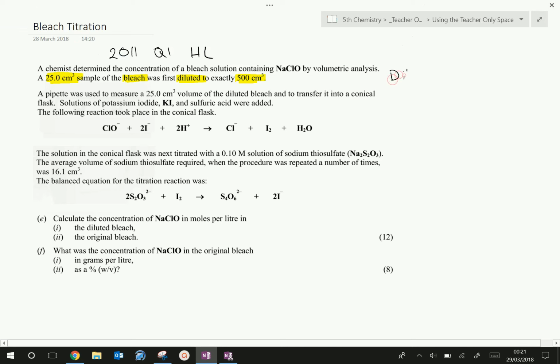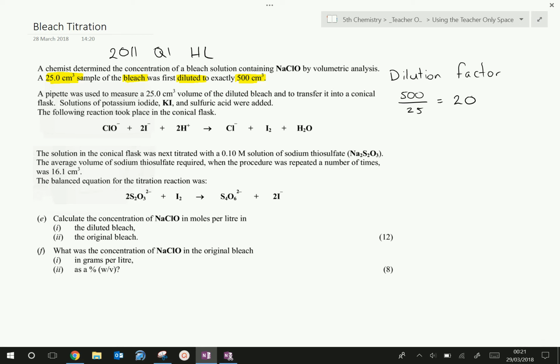So the dilution factor for the bleach is, we went up to 500 ml from 25 ml, and that works out to be 20. So my original bleach is going to be 20 times more concentrated than the diluted bleach we use further on.